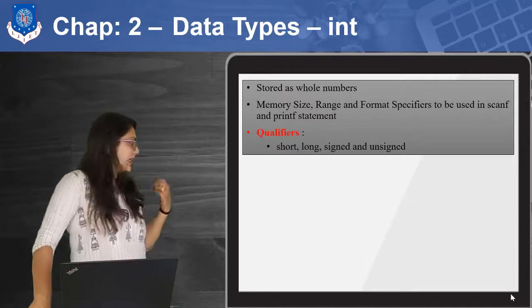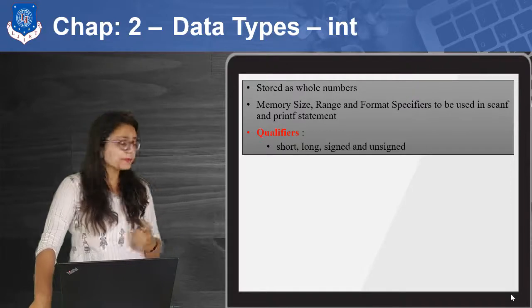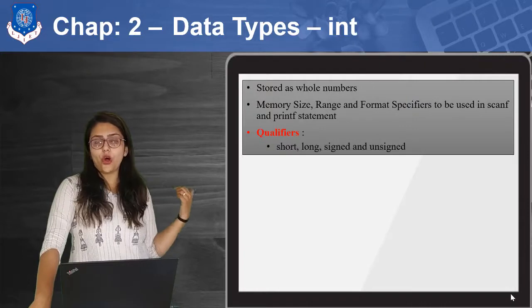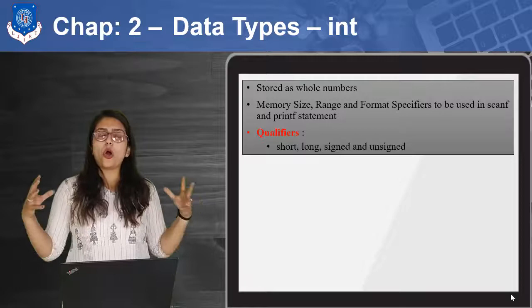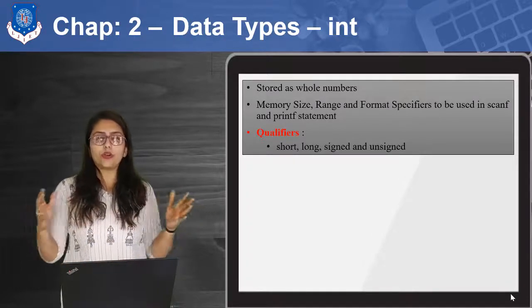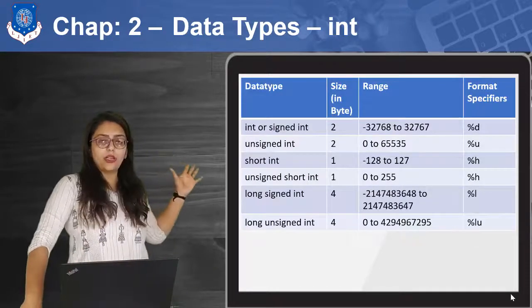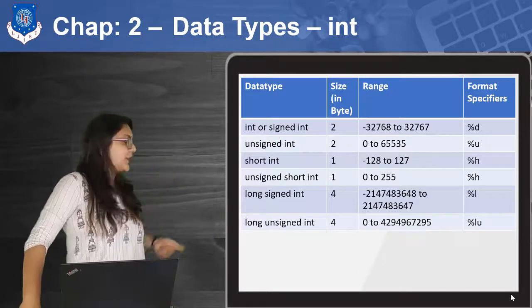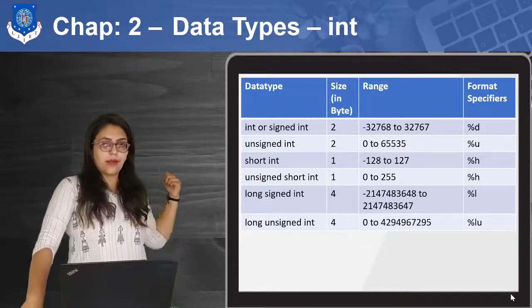So if we are using integer, we know that integer is basically used to store the whole numbers, right? And you can see that the qualifiers short, long, signed, unsigned can be used with integer in order to expand or compress the range. You can also expand the range, or you can also make the range shorter. And here is the table that this is how qualifiers can be used with integer in order to change the range. You can see the range is over here, right? So you can also see the size in byte, right?